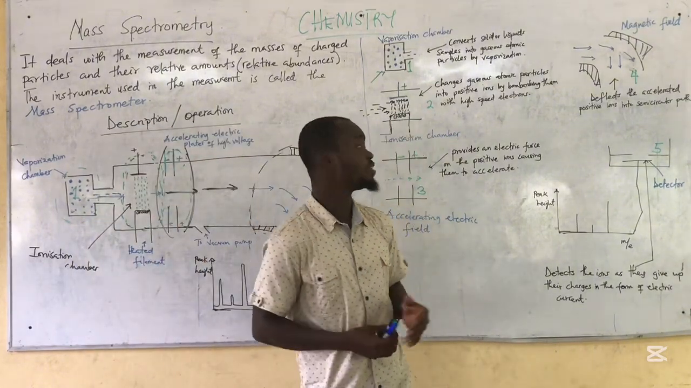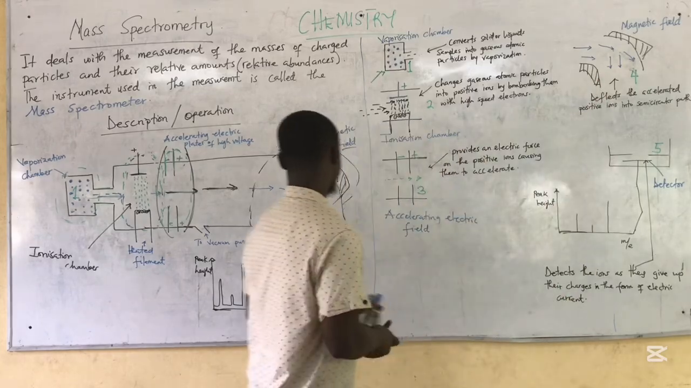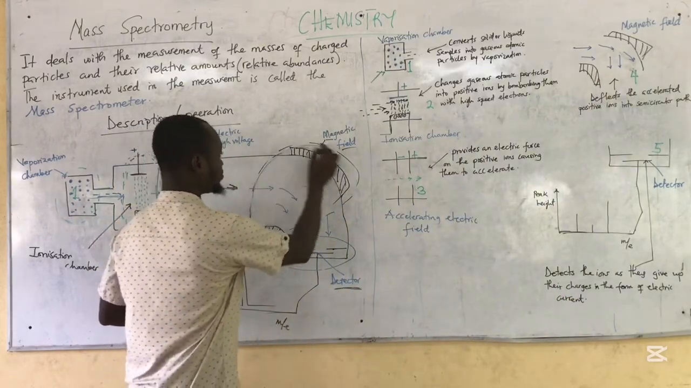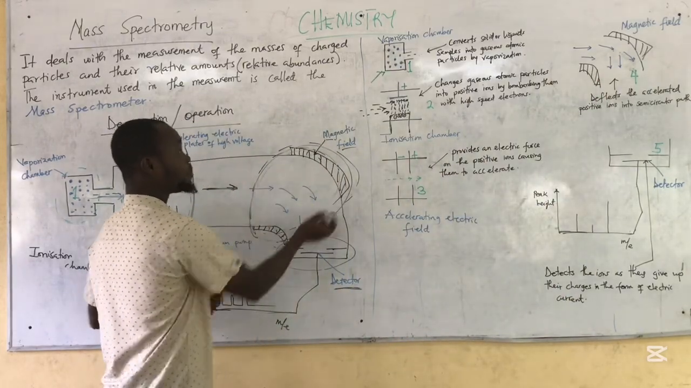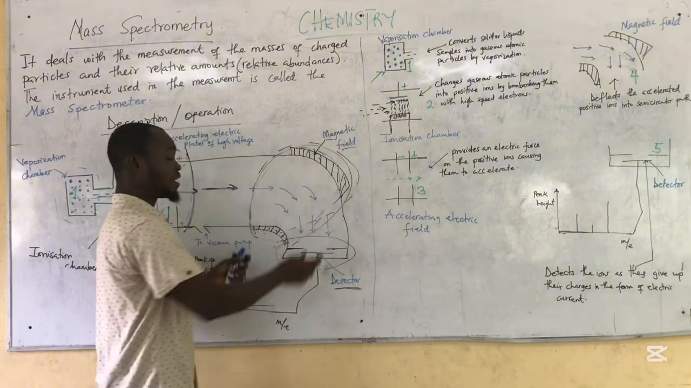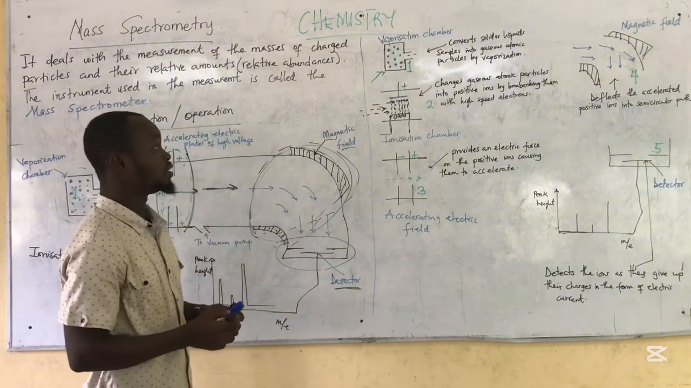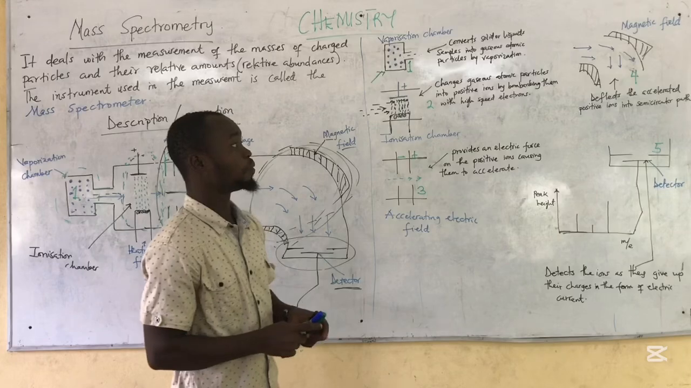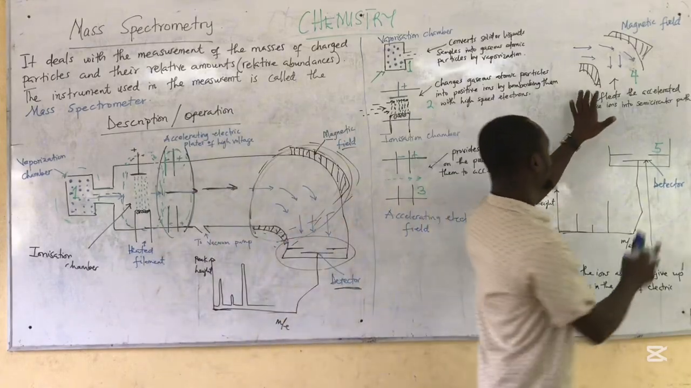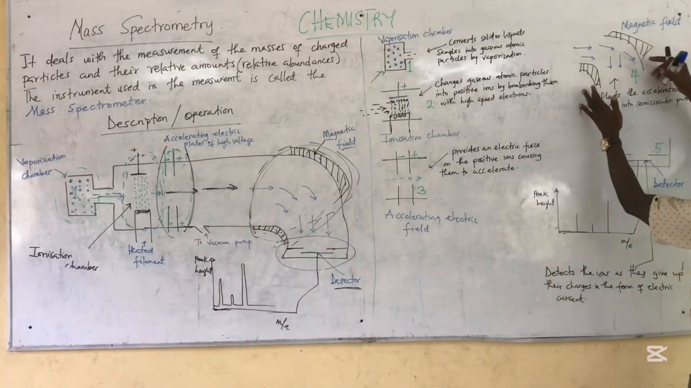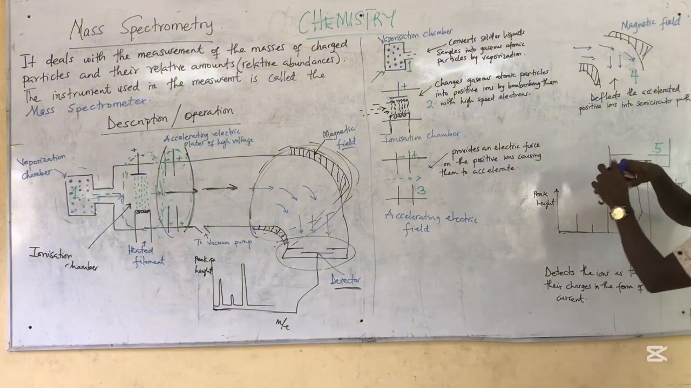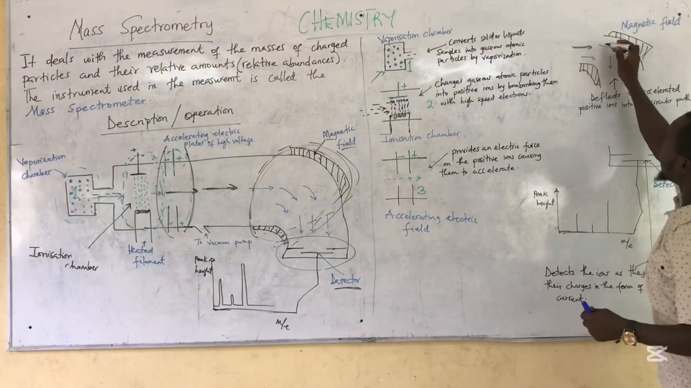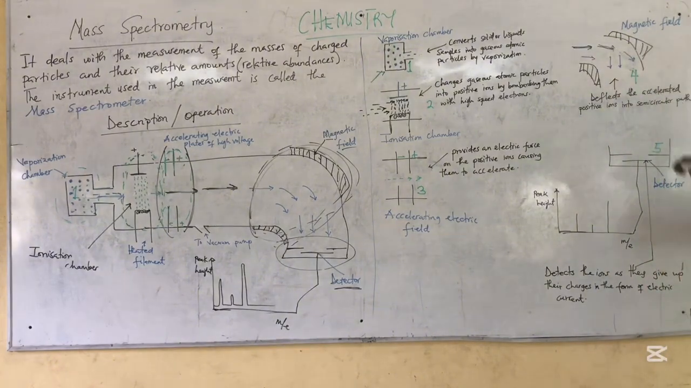The next essential feature is the magnetic field. This is the magnetic field I have here. It is the electromagnet creating the magnetic field in the instrument. I have the simplified diagram here. These are electromagnets creating the magnetic field for the particles that are accelerated from the electric field. What happens in the magnetic field is that it deflects these positive ions into semicircular paths.